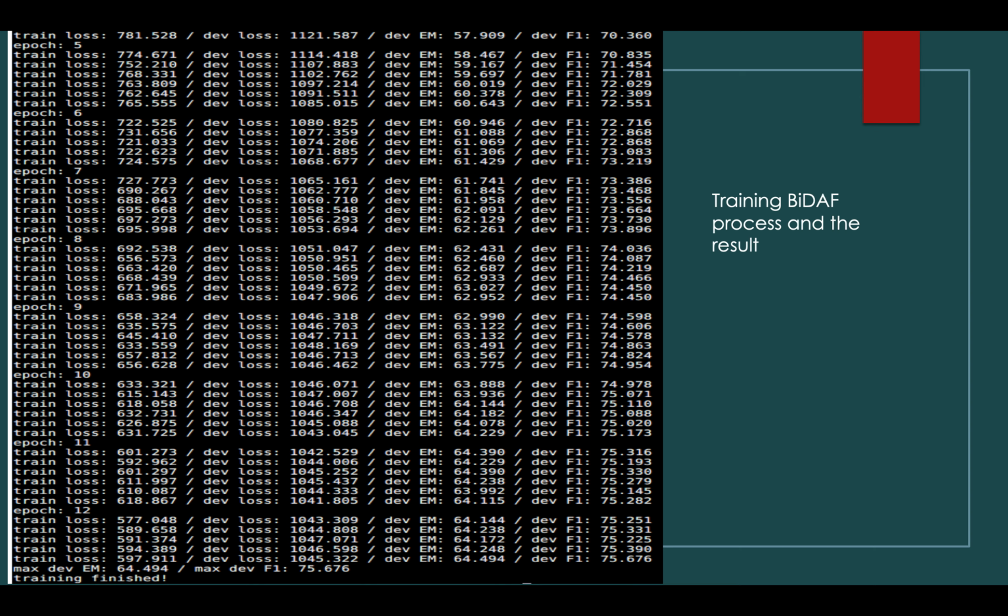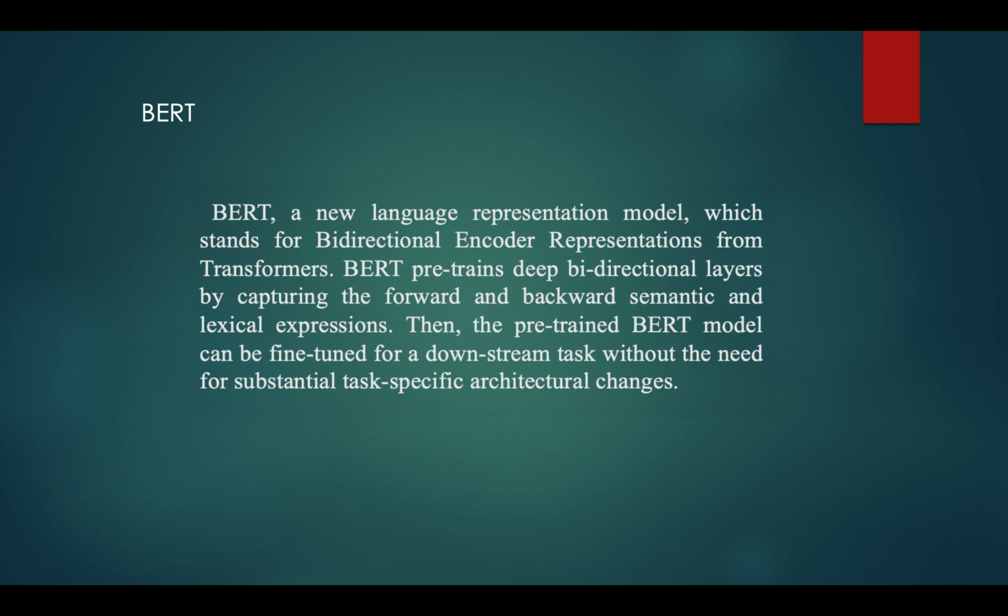So here's the BiDAF training process and results. You can see that I used 12 epochs and the final result is the max EM is 64.494 and the max F1 is 75.676. So here comes BERT.